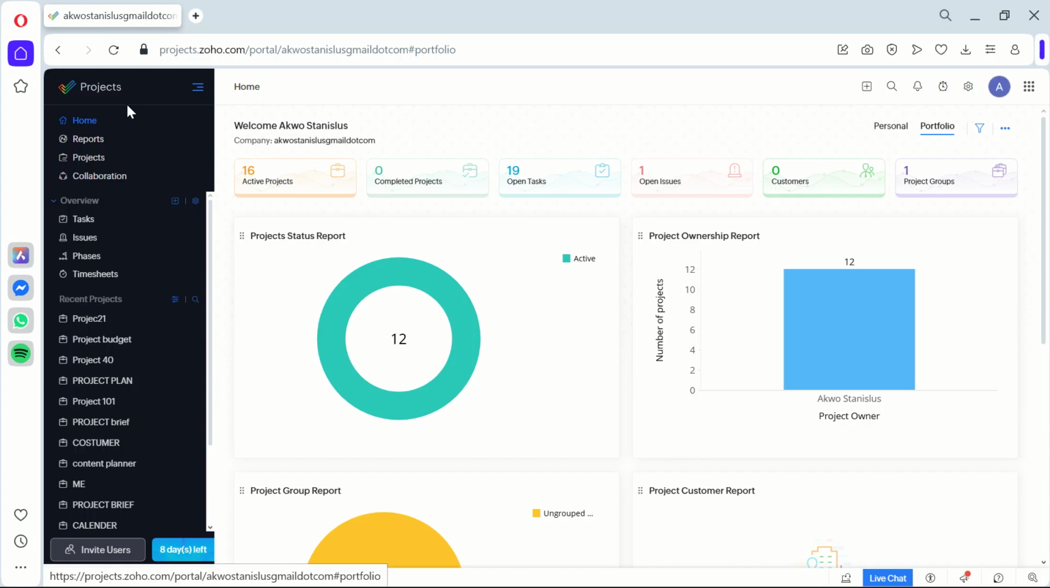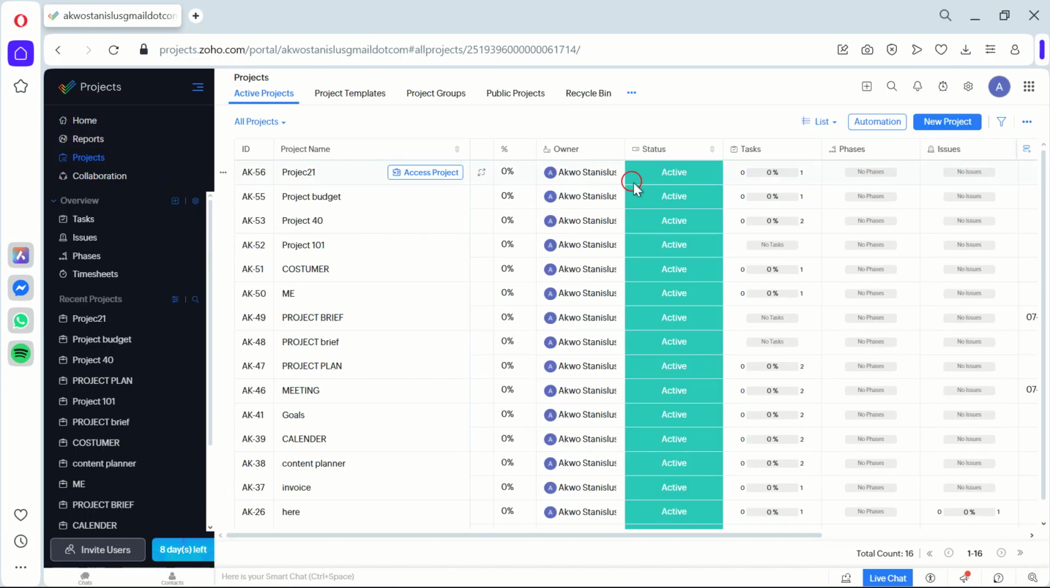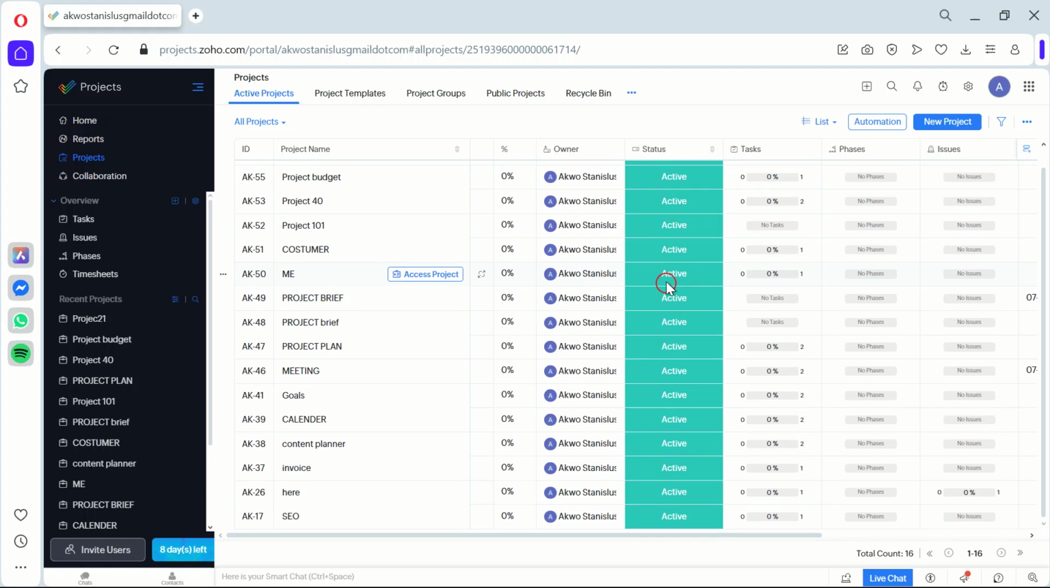Today, we're diving into how to build an effective communication plan using Zoho Project. The very first step is determining your project's key stakeholders. These are the people who need to be kept in the loop about your project. It's essential to identify them first because they form the backbone of your communication plan.